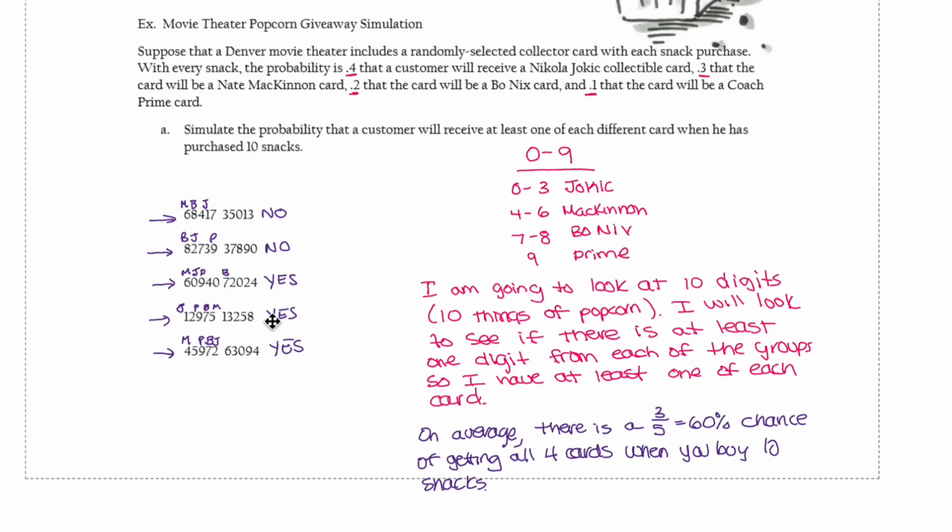Step 3 is check successes. Ask yourself, did we get at least 1 Jockey, 1 Machion, 1 Bonix, and 1 Prime? If yes, then success. If not, failure. Step 4 is repeat many trials. Count how many successes out of total trials. In the notes, 3 out of 5 trials were successful, so the probability is approximately equal to 0.6.